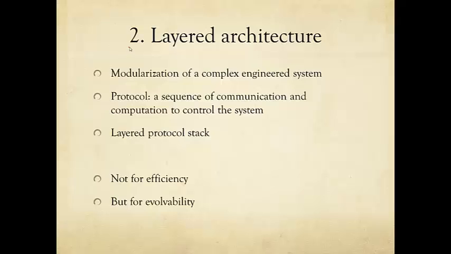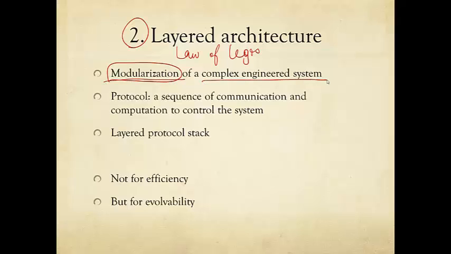That was the number one idea. Number two idea is the layered architecture behind the internet. What's layering? It's basically a special case of something we see all the time. You can call it the law of Lego. It's about modularization of a complex engineered system.